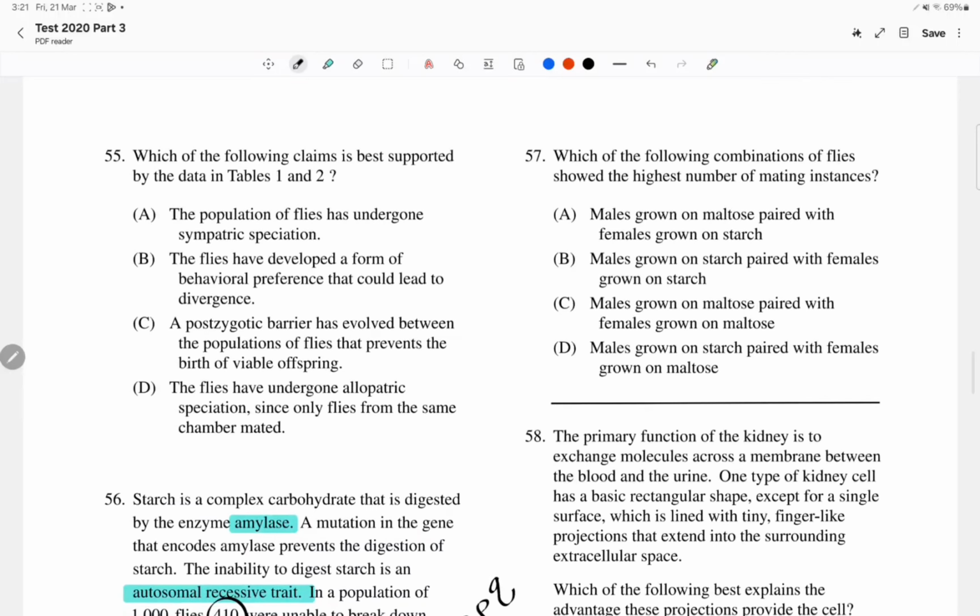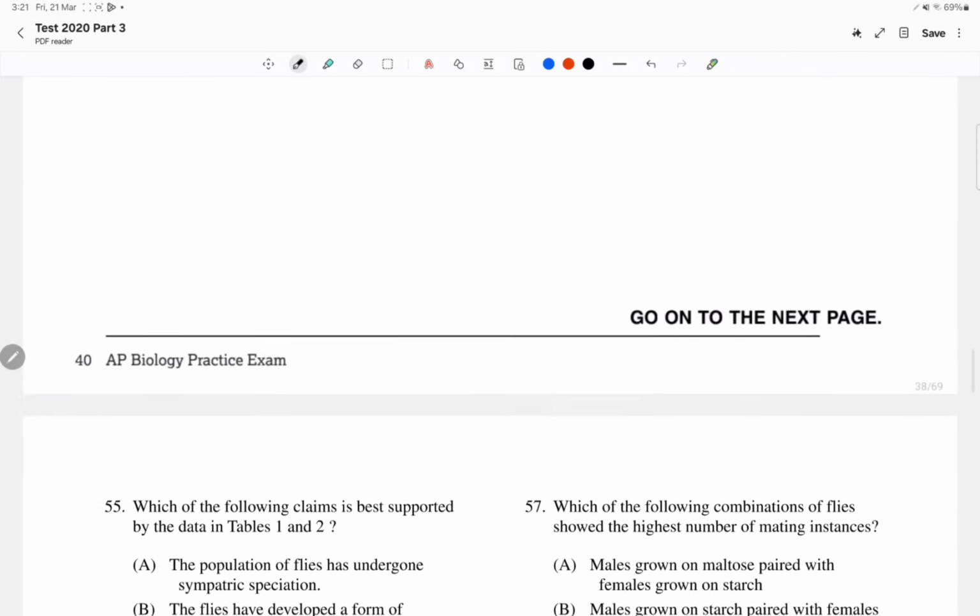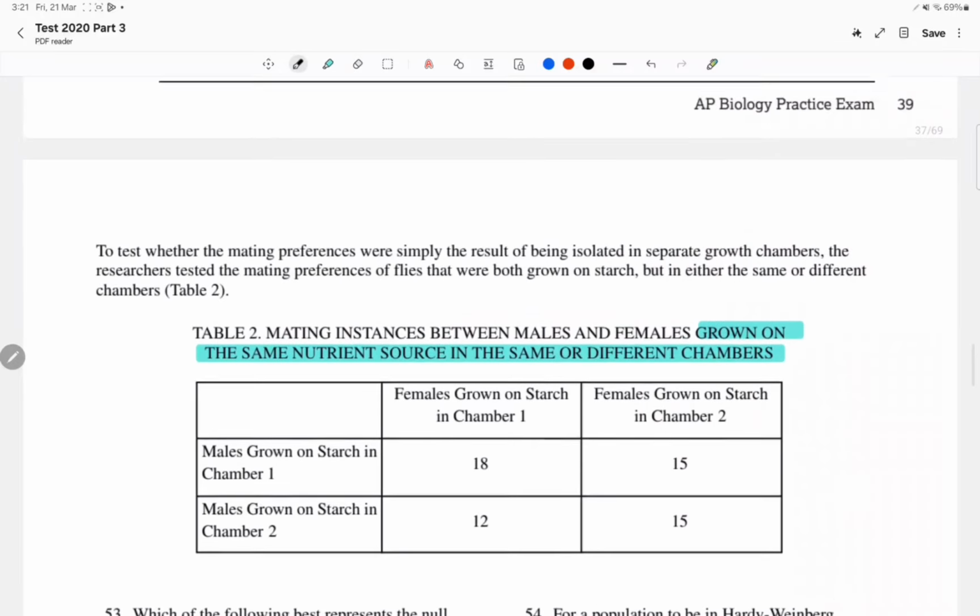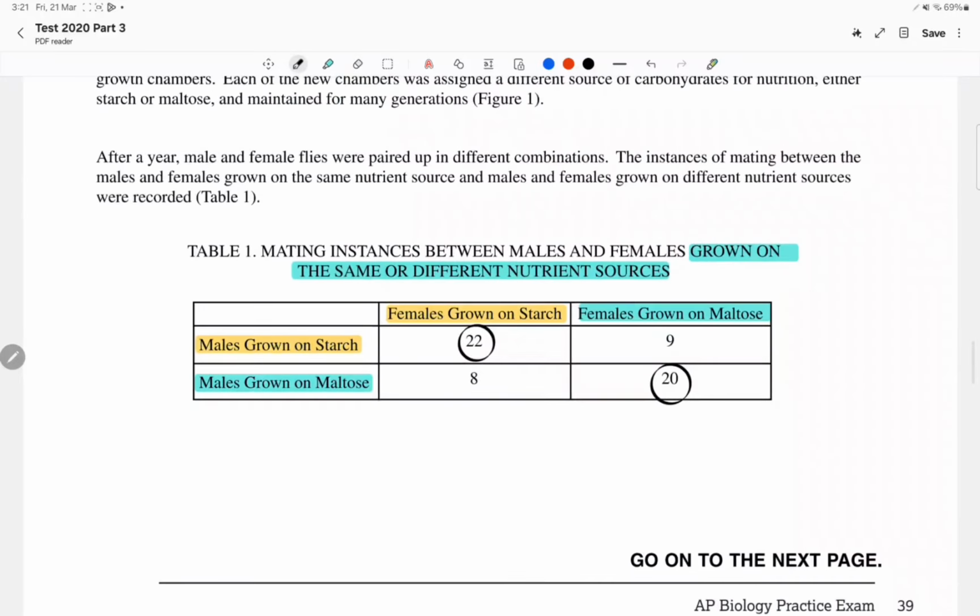57. Which of the following combinations of flies showed the highest number of mating instances? Starch and starch. Starch and starch gave you 22.